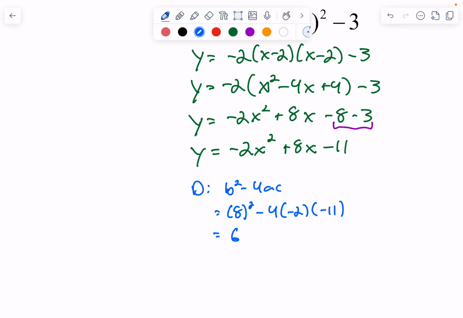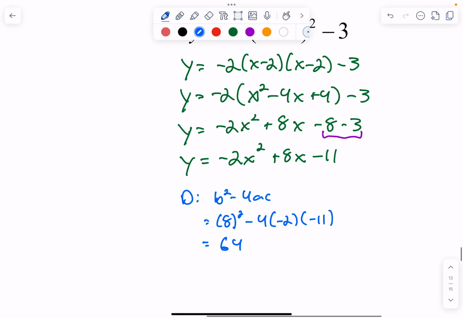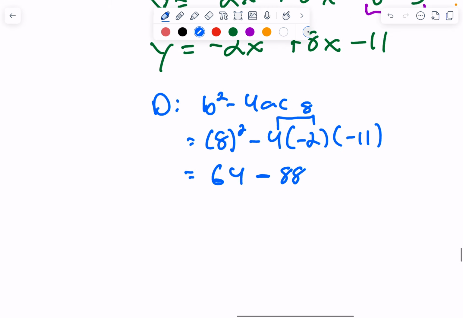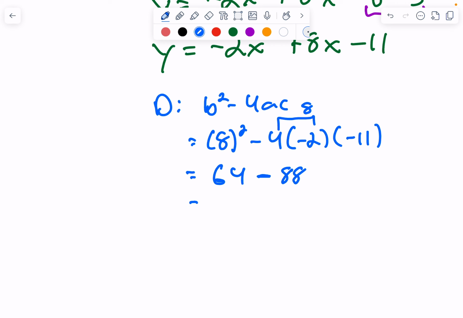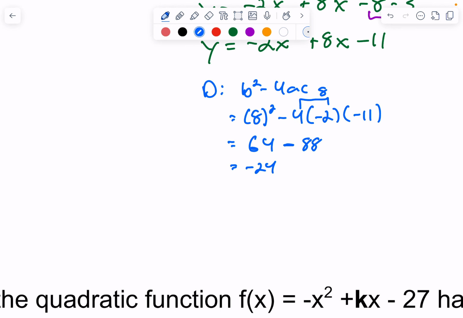So 64. Well, negative 4 times negative 2 times negative 11. That's 3 negatives being multiplied, so we will get a negative number here. So that's 8 times 11, which is 88. Well, this is a bigger number, so this is minus 24. So because we have a negative discriminant, therefore, no x-intercepts. It does not intersect the x-axis. So it has 0 x-intercepts.